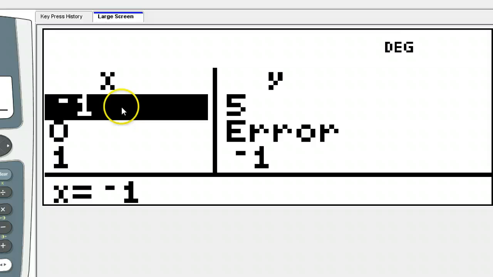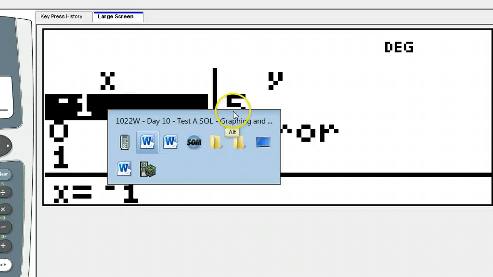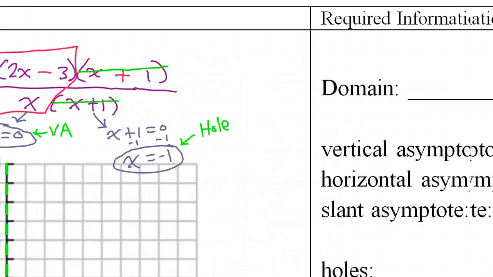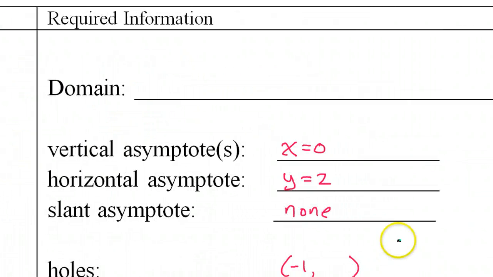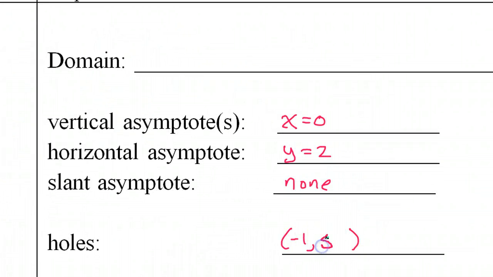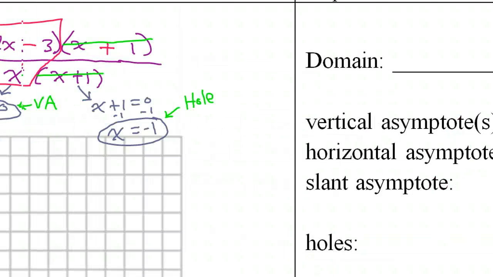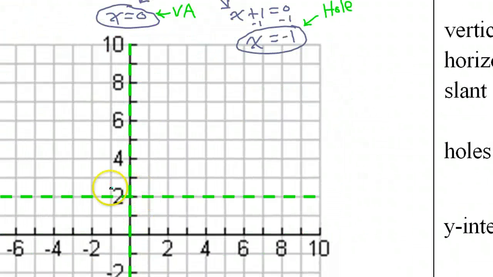Okay, so at -1, the y value is 5. So that means the hole is -1 comma 5. Let's go ahead and graph that. So -1 comma 5. We'll graph a hole as a nice open circle.